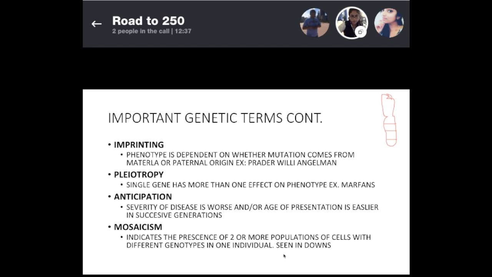So that was my quick overview about genetic terms. Did anybody want to add anything or say anything in regards to those, or have any questions?